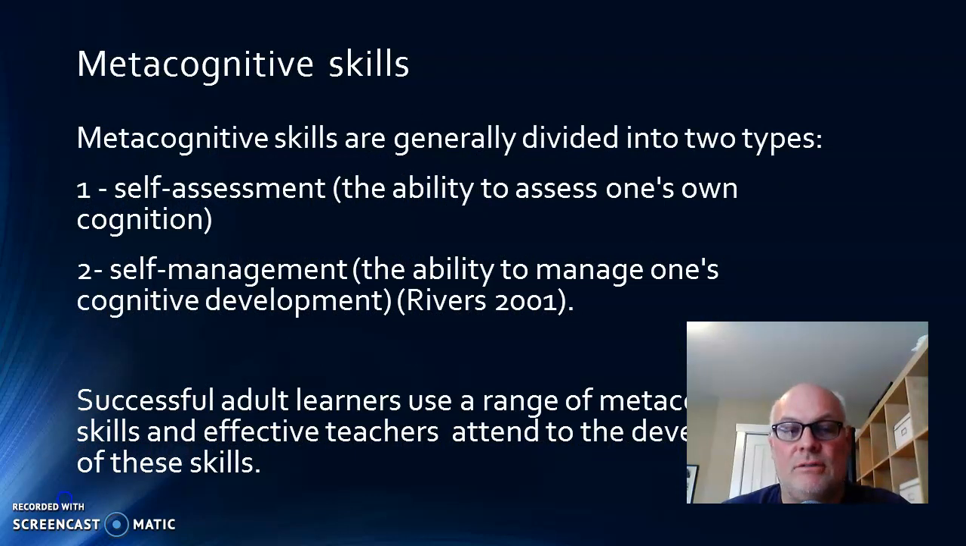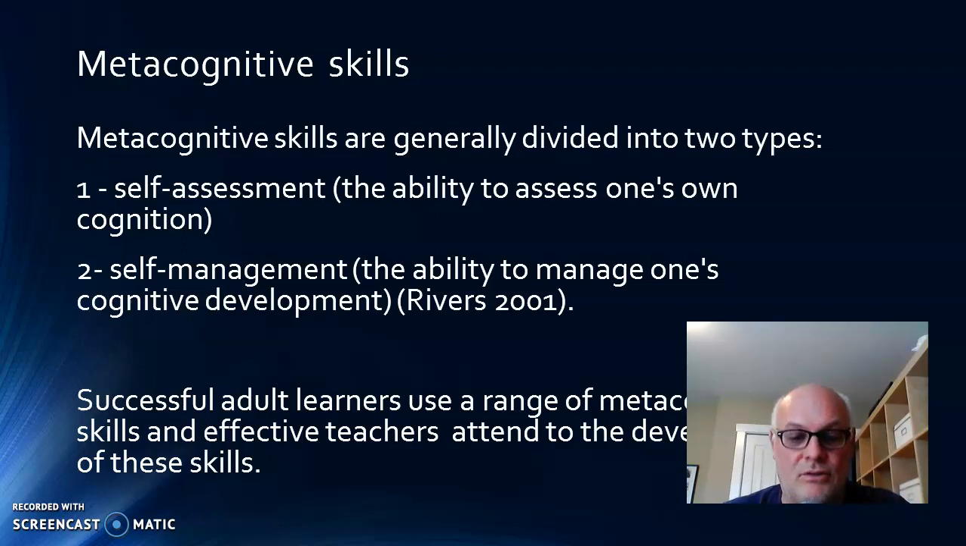Metacognitive skills are generally divided into two types. 1, self-assessment, the ability to assess one's own cognition, or the ability to think about your thinking. And 2, self-management, the ability to manage one's own cognitive development.